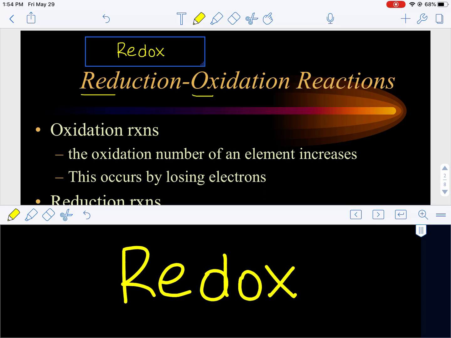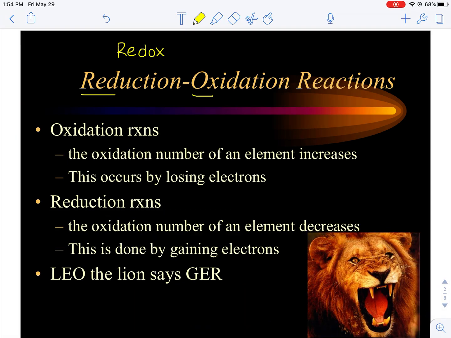Redox. The reason why we take these 2 words, reduction and oxidation, and put them together to form one is because we can't have reduction without oxidation and vice versa. You can't have oxidation without reduction. So by taking the 2 words and putting them into one, it gives the impression that they do go hand in hand with each other.